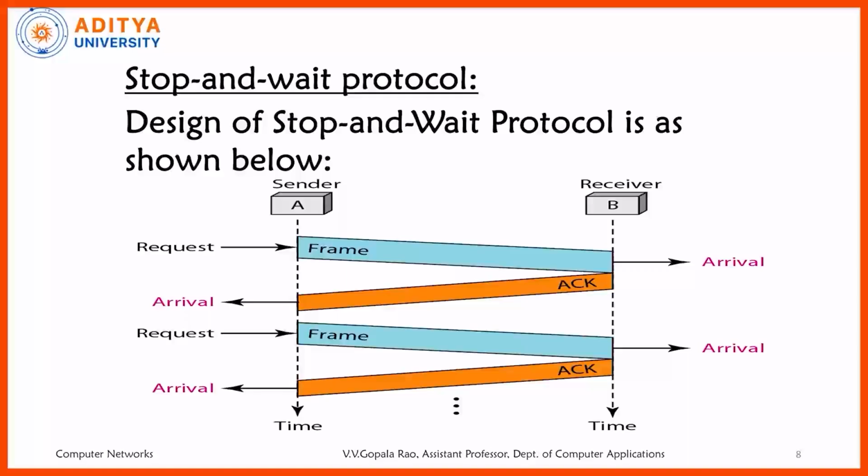That is why the name stop and wait is used: once the frame is sent, A should stop and wait for some time. Until what time does the sender have to wait? The sender has to wait till the acknowledgement is received. Once that happens, it starts sending the next frame, and again waits for the acknowledgement. Like that, the process continues till all the frames are over.